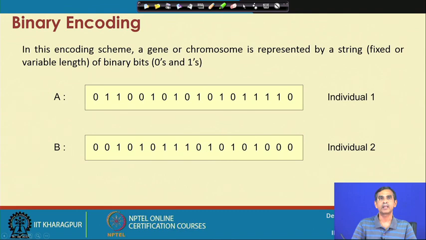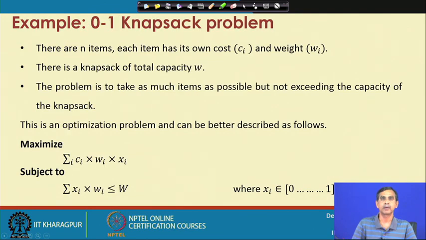I just want to give one example, so that you can understand the application of binary encoding to solve an optimization problem. I will discuss one optimization problem called the knapsack problem, and more precisely the 0-1 knapsack problem. Why the name 0-1, we will understand.